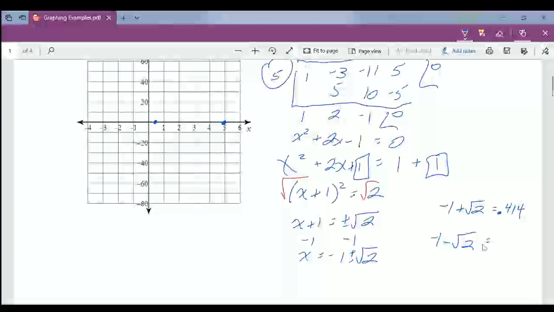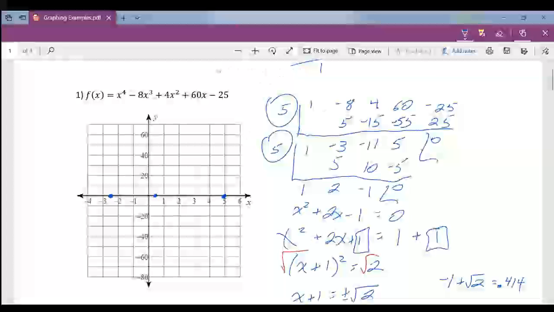And this one, put that in the calculator, and I've got negative 2.4 roundabouts. So that's going to be about here. Okay. Well, we've got 4 roots accounted for. This happened once, this happened once, this happened twice. All righty. We know that right here, that number is our y-intercept, 25.